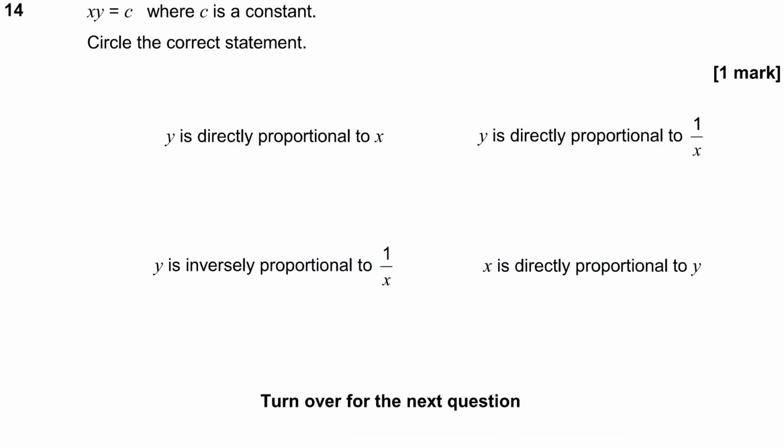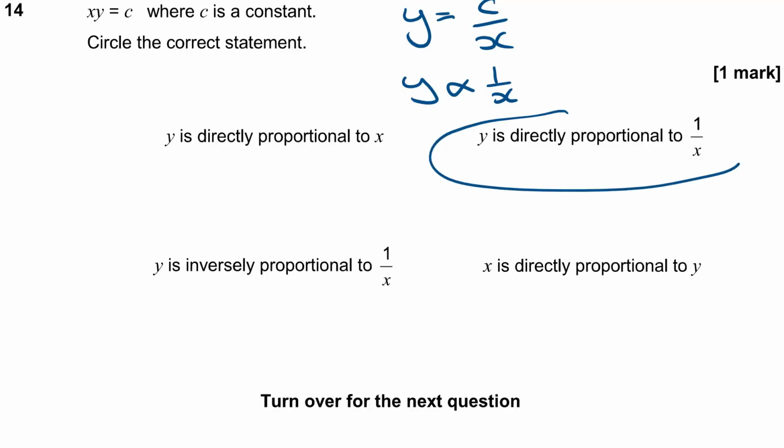Question 14. We're told that x times y is equal to c, where c is a constant. Rearranging that for y, that tells me that y is equal to c over x, which means that y is proportional to 1 over x. So y is directly proportional to 1 over x.